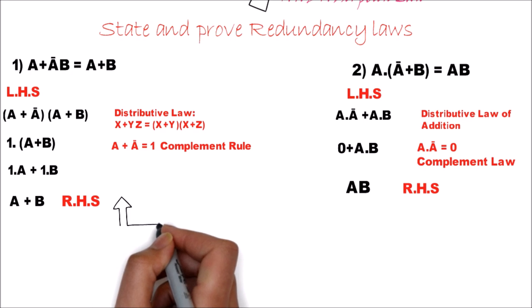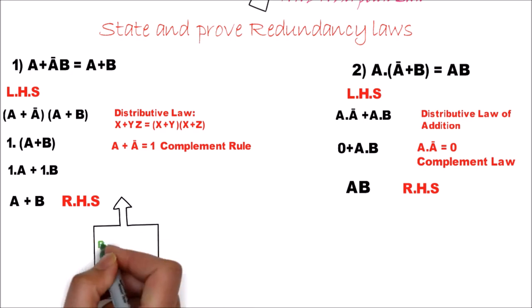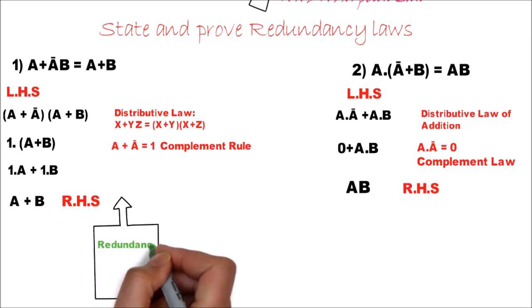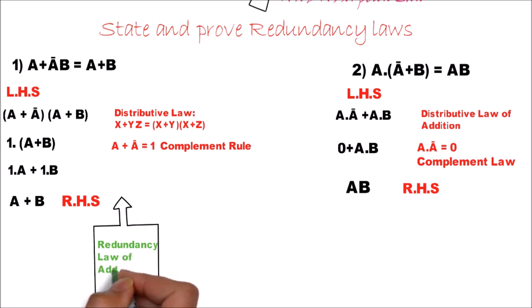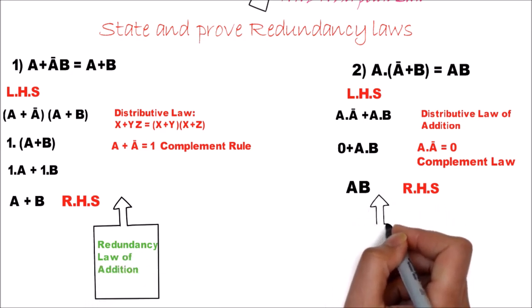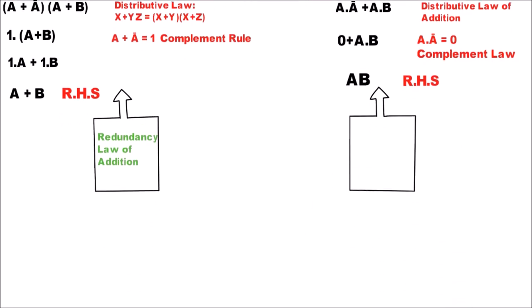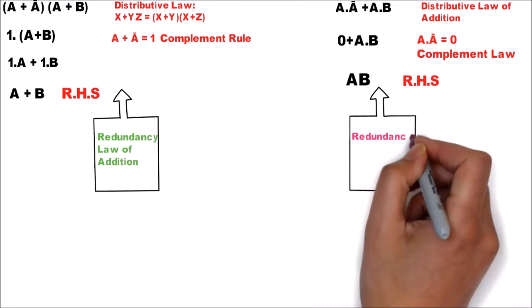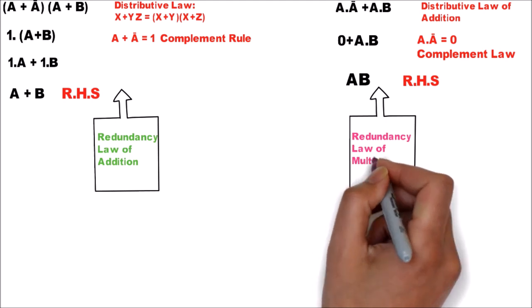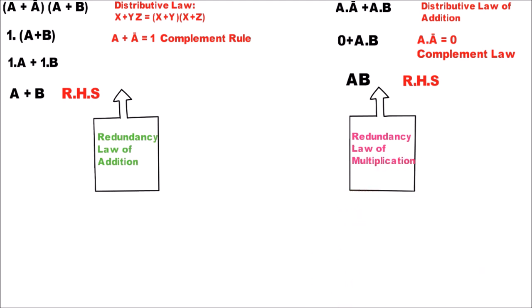The first statement which we have proved is called the redundancy law of addition, or OR redundancy law, and the second statement which we have proved is called the redundancy law of multiplication, or AND redundancy law.